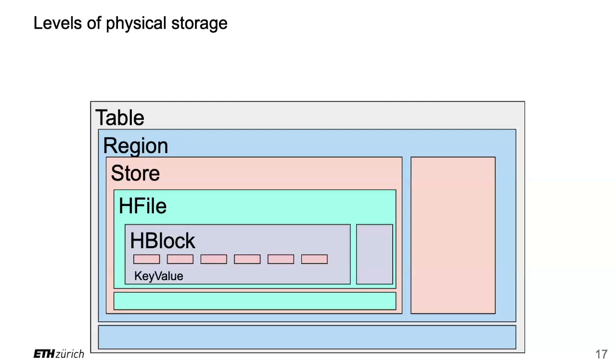Because if you look at it from the perspective of HDFS, one level lower than that, then the HFile from the HDFS perspective is made of HDFS blocks of 128 megabytes, right? And so the HBlocks and the key values, you have to actually read the files to see them, right? They are inside the actual data of the HFile.